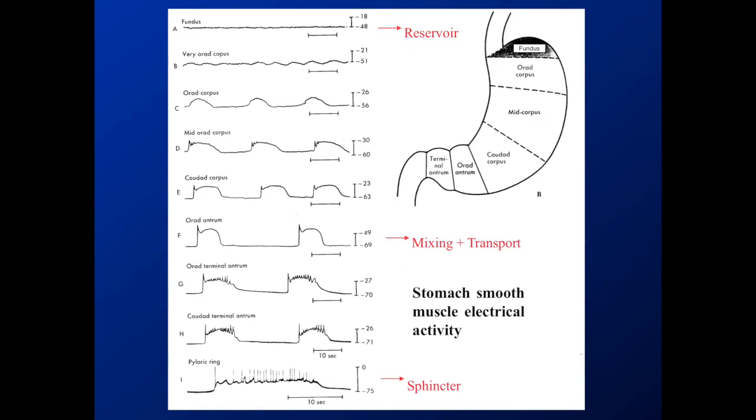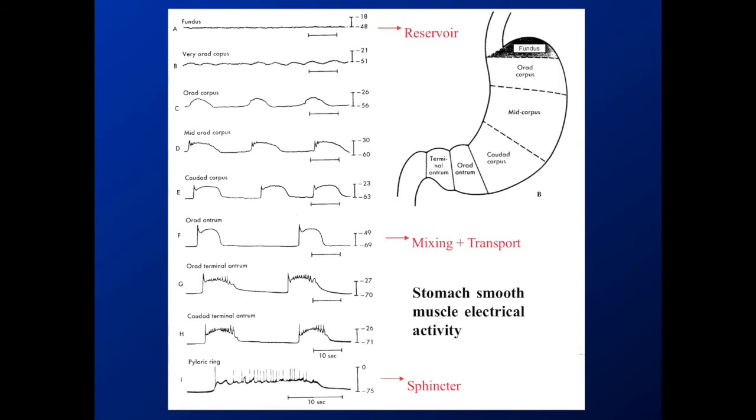This figure separates the stomach into several different bits and looks at the electrical activity in each of the sections. So these different sections are the fundus, the orad corpus, the mid corpus, the caudate corpus, the orad antrum, and the terminal antrum. If you take cells from these and put an electrode in them and record voltage changes, you get these traces that you see here on the left. And as we go through it, you'll see how different parts of the stomach then contract.